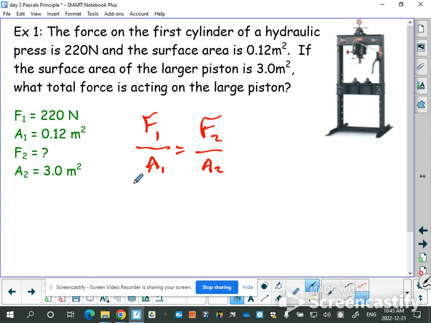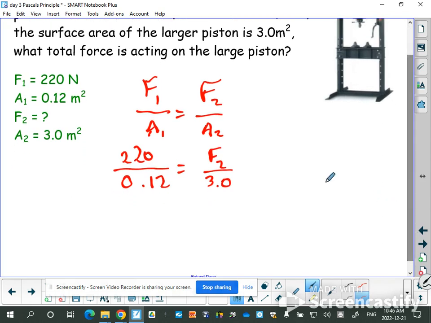So it tells me that the force I'm going to apply is 220 newtons. And the area of that particular piston, that small piston, is 0.12 meters squared. I want to know what is the force on the second piston if it has this larger area, which will change the amount of force because the pressure is the same. The pressure on this one and the pressure on this one will be identical because the pressure just evenly distributes through the liquid between the two pistons.